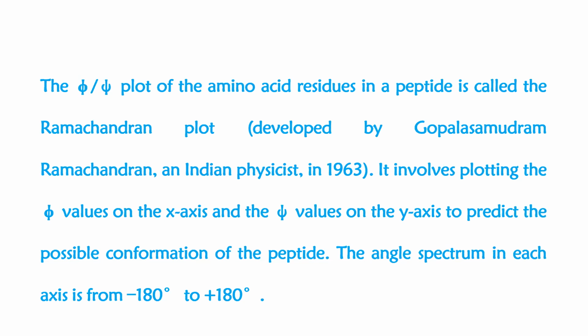The phi and psi plot of the amino acid residues in a peptide is called Ramachandran plot. It was developed by Gopala Samudram Ramachandran, who was an Indian physicist, and he gave us this plot to study amino acids in proteins in the year 1963. It involves plotting the phi values on the x-axis and psi values on the y-axis to predict the possible conformation of the peptide. The angle spectrum in each axis is from minus 180 to plus 180 degrees.